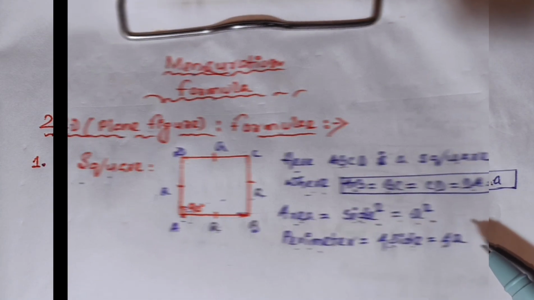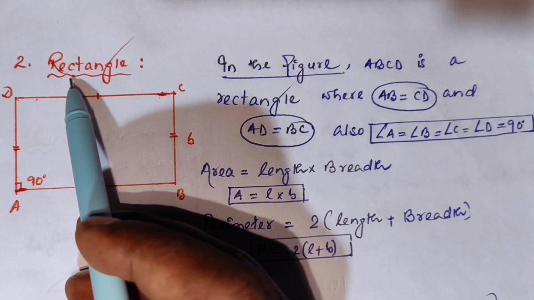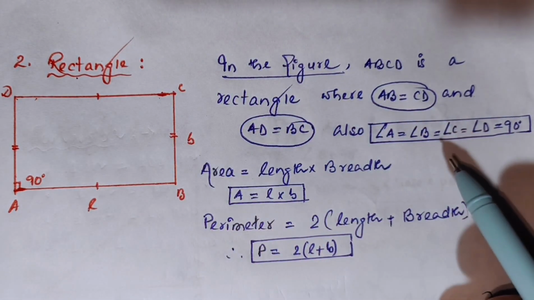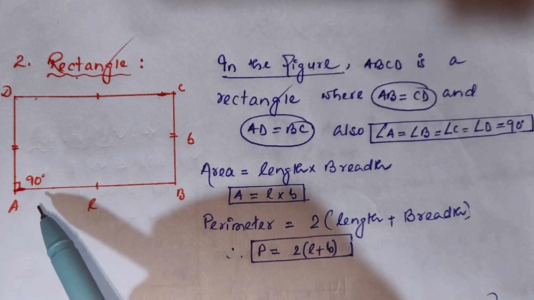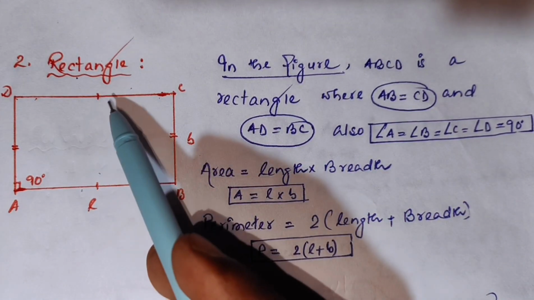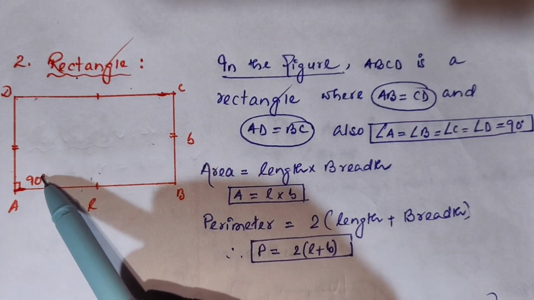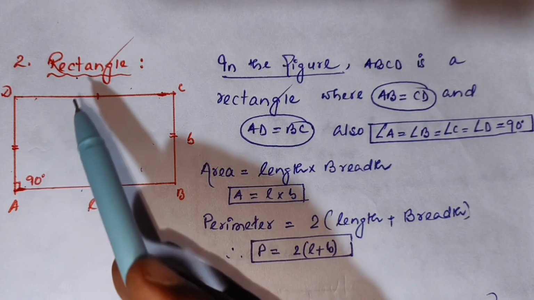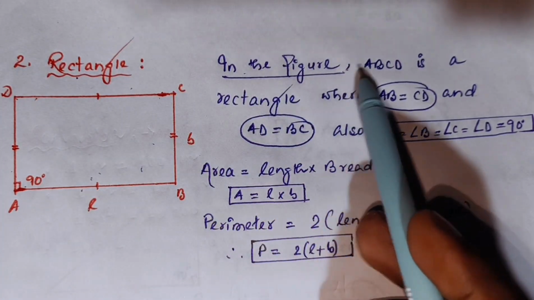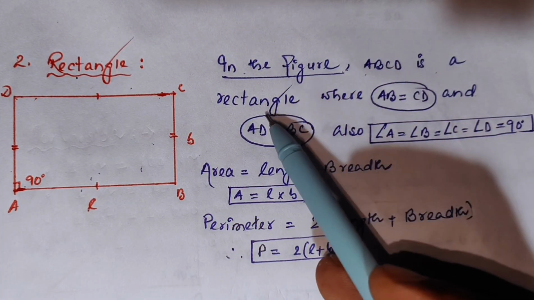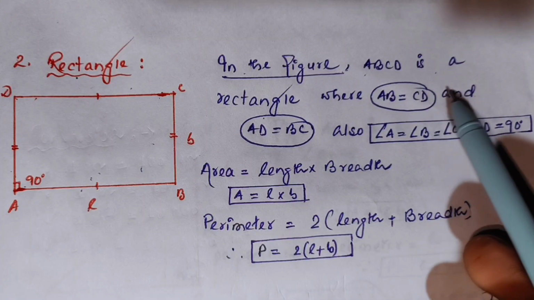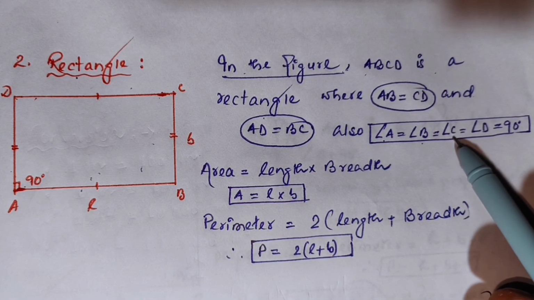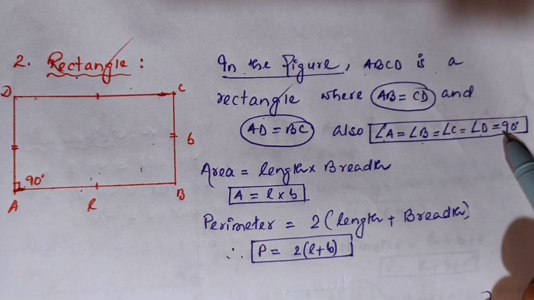Right? Clear? Okay. अब आप लोगों के सामने और एक डायग्राम लेकर आया हूँ. Rectangle. What is rectangle? A geometrical closed figure whose opposite sides are equal and parallel and each angle is equal to 90 degree. It is known as rectangle. In the figure, ABCD is a rectangle where AB equal to CD and also angle A equal to angle B equal to angle C equal to angle D equal to 90 degree.